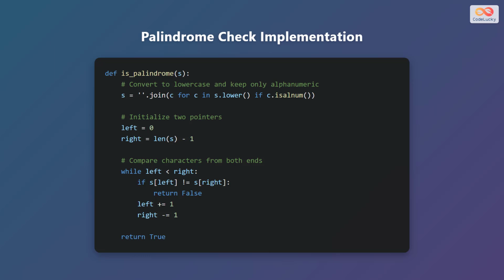Then we enter a while loop that continues as long as the left pointer is less than the right pointer. Inside the loop, we compare the characters at the left and right pointers. If they're not equal, it means the string is not a palindrome, so we return false. Otherwise, we move the left pointer one step to the right and the right pointer one step to the left, continuing the comparison. Finally, if we exit the loop without finding any mismatches, it means the string is a palindrome, so we return true.